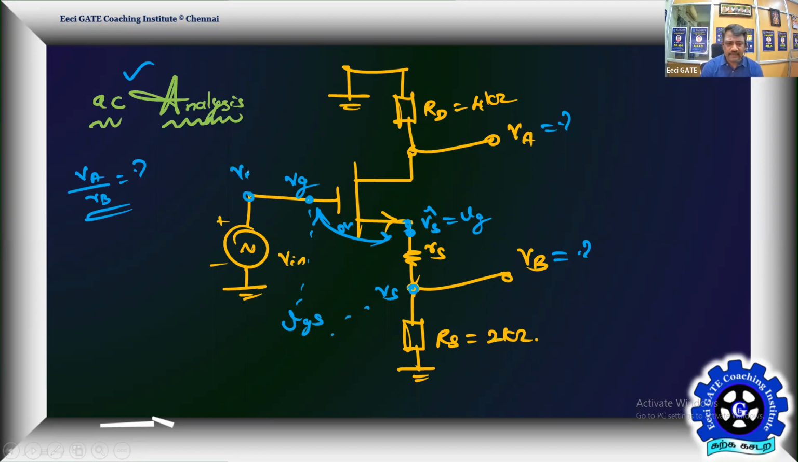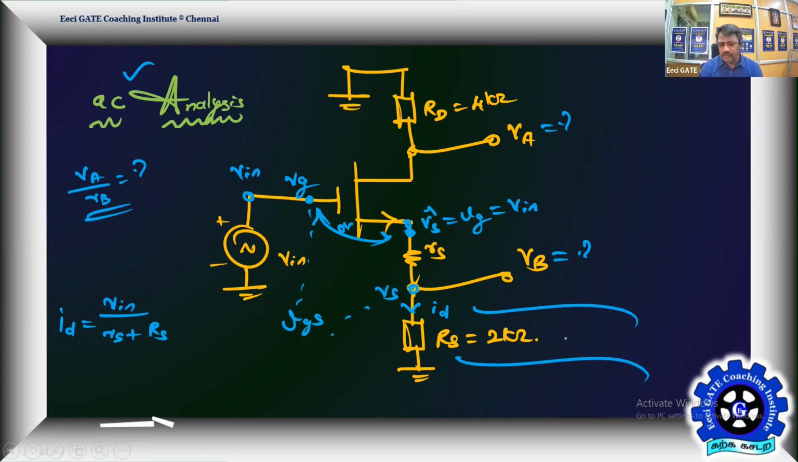So this is VN. VG is exactly equal to VN, so this potential is also VN. If that is the case, what is your AC drain current, or drain to source current in the channel? So what is small ID? Small ID is going to be VN divided by small rs plus capital RS. That's as simple as this. Then what do you want? You need VB, so find out the drop across this. It's going to be ID into RS.